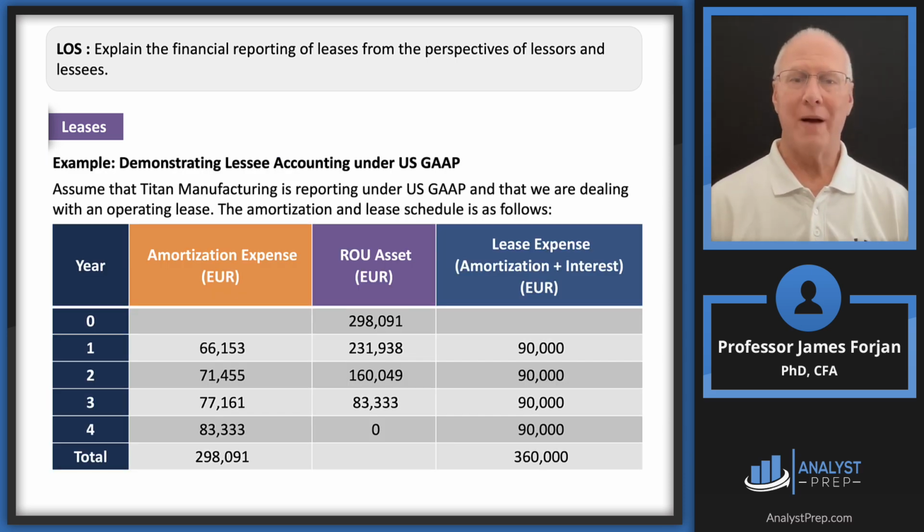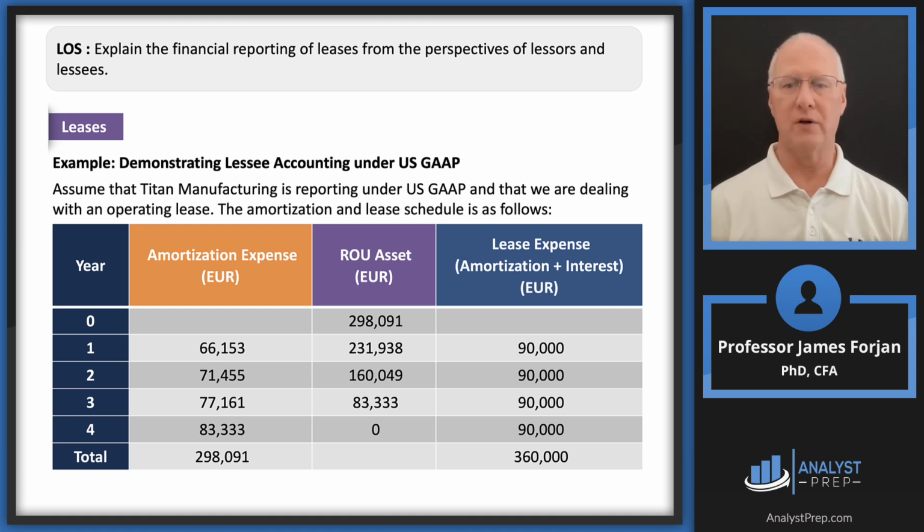Let's go back and work on the same example, but this time under the U.S. rules. Look in the middle, in the purple, there's the asset value, the 298,091. Down the left-hand column, there are the 4 years. The amortization expense is going to be 66,153. So let's take 8% of the 298 and then subtract it from the 90,000, and you ought to get that 66,153.